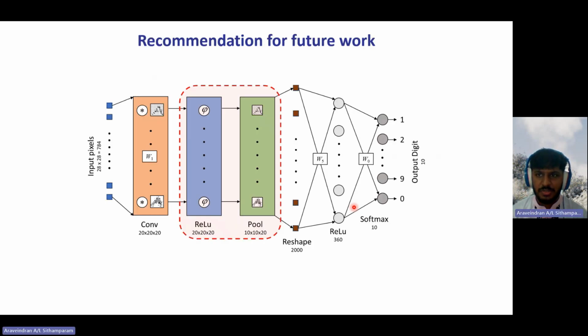So a recommendation for future work. What I did was design the architecture for ReLU and mean pooling, but I didn't finish the entire process of the CNN, the convolutional neural network. So for future work, we need to try to do the reshape, ReLU, and softmax, and also the convolution, create the entire CNN model and design the physical hardware.